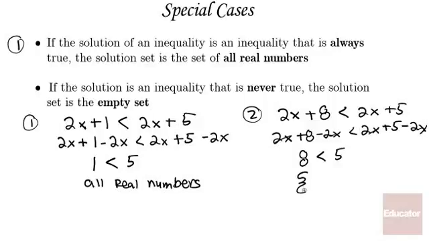You can write it as this empty set of braces. You can also write it like this. That indicates the empty set. So two special cases. The first one is an inequality that is always true, and the solution set is the set of all real numbers. The second situation is an inequality that is never true. So this is always true, so all real numbers are the solution set. No matter what number I make x, this inequality will hold up.